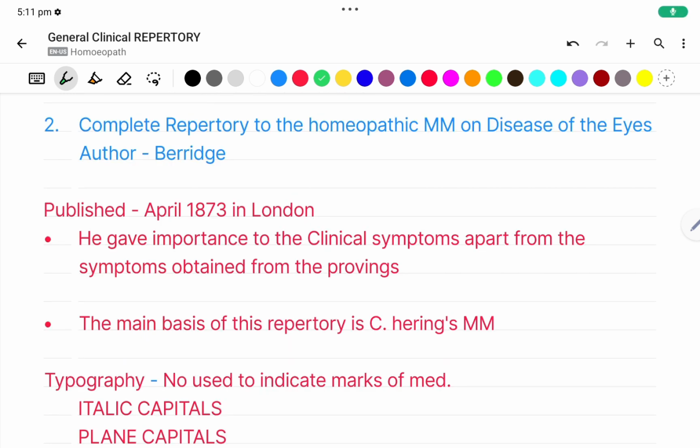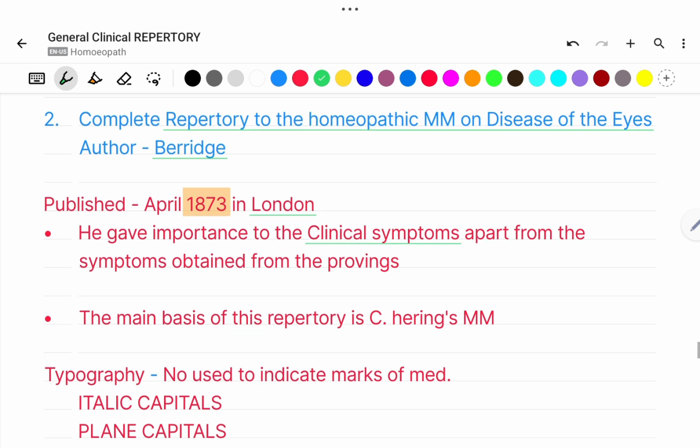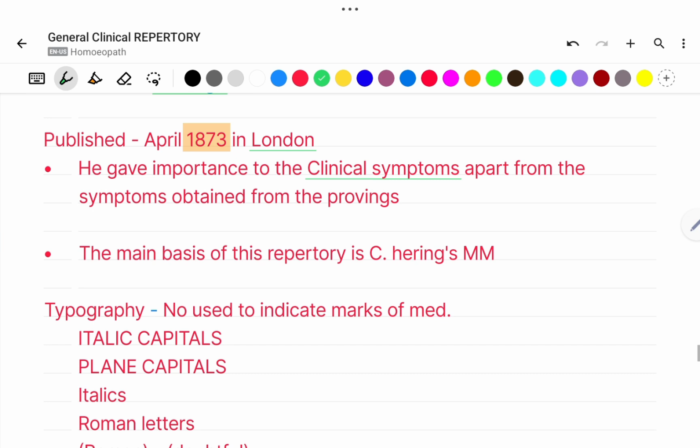Then the next repertory is complete repertory of the homeopathic materia medica on disease of eye. Author is Berridge. It was published in the year 1873 in London. He gave importance to the clinical symptoms apart from the symptoms obtained from the provings. So Berridge gave more importance to the clinical symptoms. The main basis of this repertory is Dr. Constantine Hering's Materia Medica.